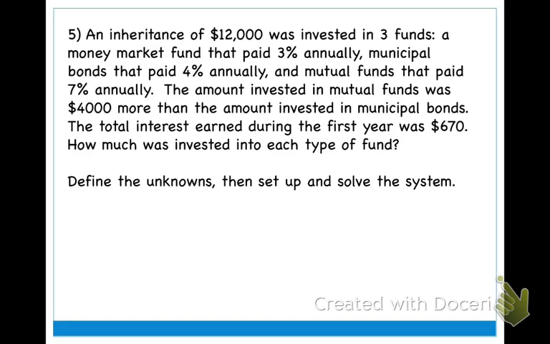And then we're going to use our matrix on our calculator to help us solve them. So in number 5 here, we have this inheritance. $12,000 is invested in 3 different funds. So that's an idea that I'm going to have 3 different variables, one for each of those different funds.